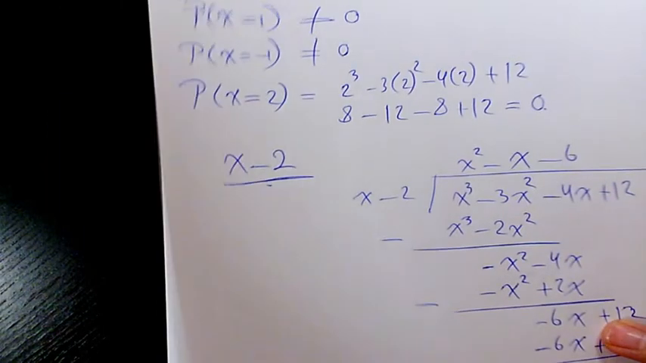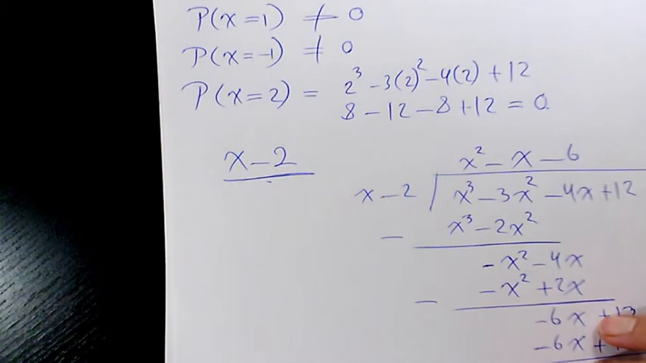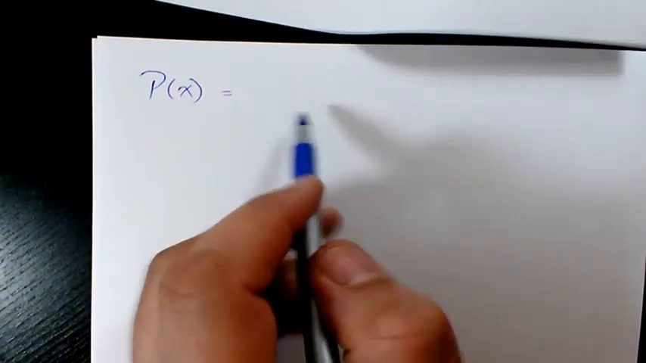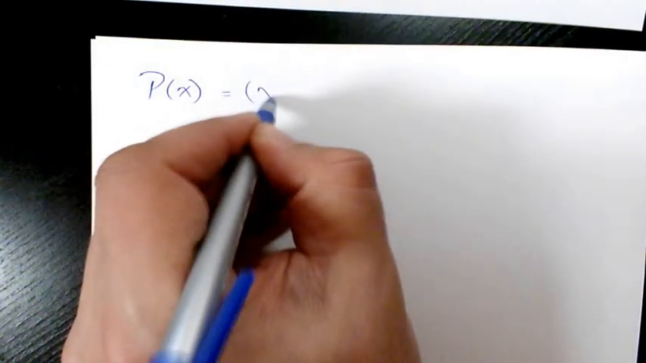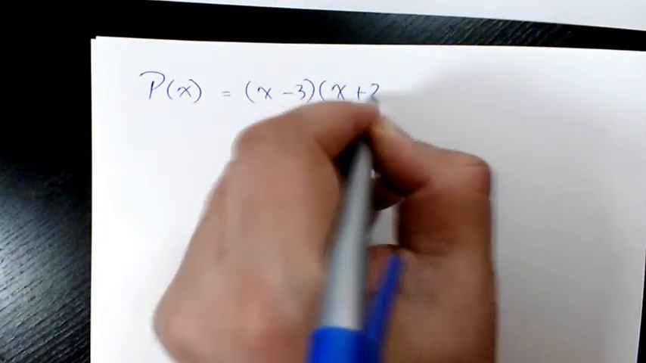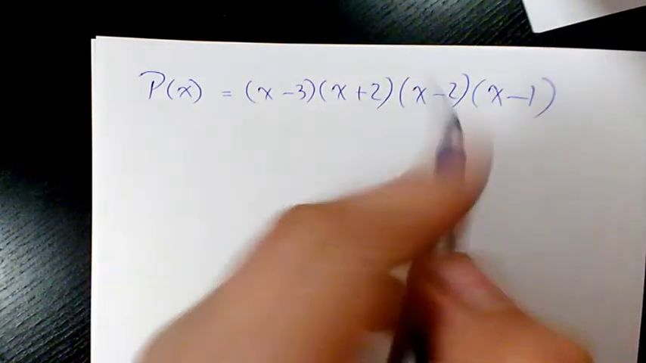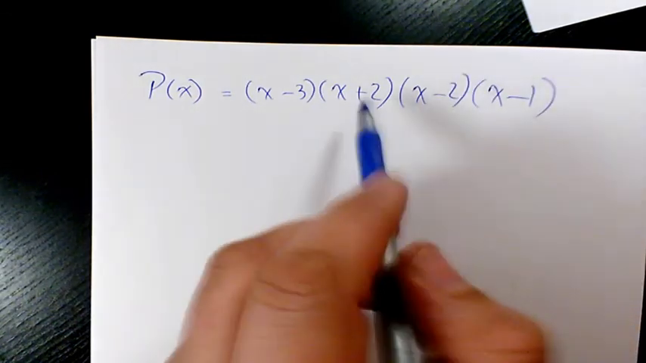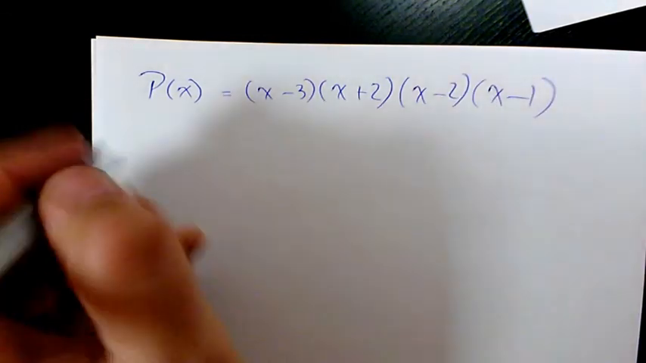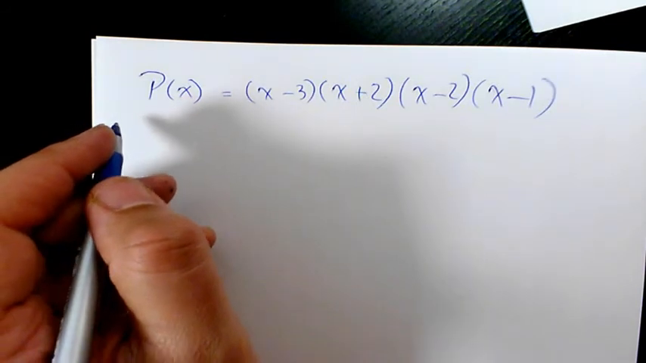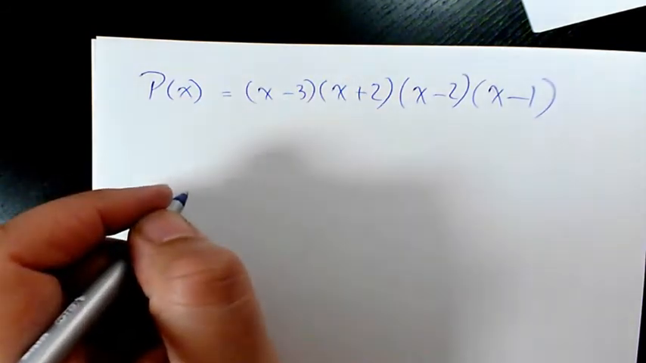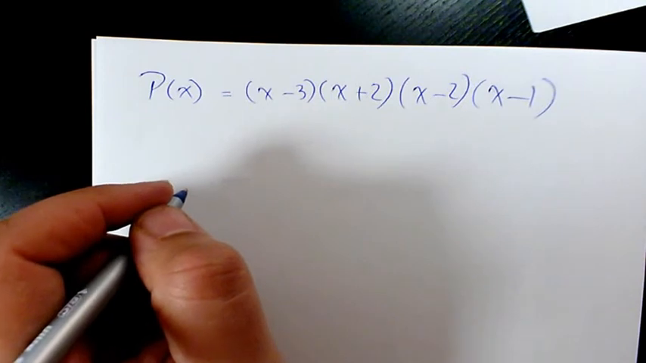So the answer is going to be, the factor form is going to be P(x) equals x minus 3 times x plus 2 times x minus 2 times x minus 1. So we have 4 roots, which makes sense because we have a quartic function. Quartic functions are those functions where the greatest exponent is 4.